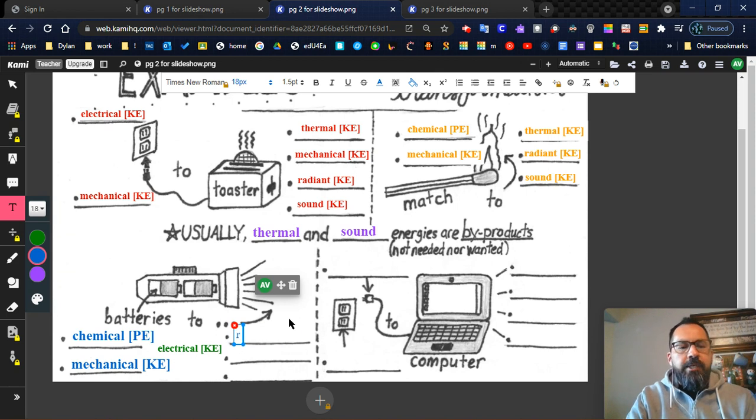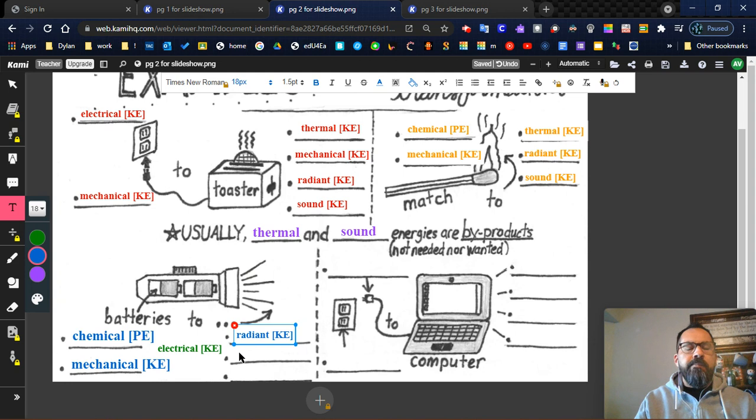The radiant energy, which is kinetic energy. And that's the light that comes out of the flashlight. Now, when you get those batteries plugged in and the electricity starts flowing, unfortunately, it does produce thermal energy.